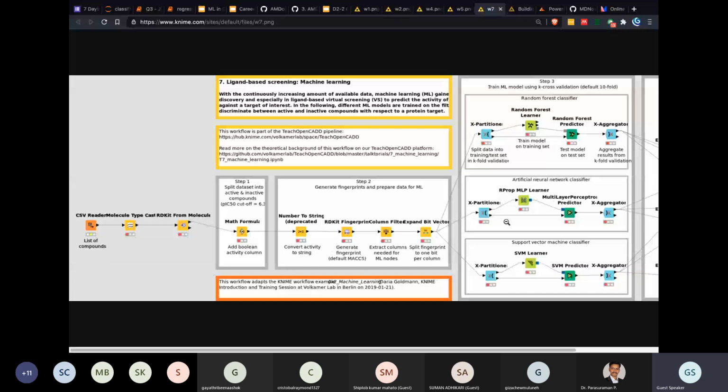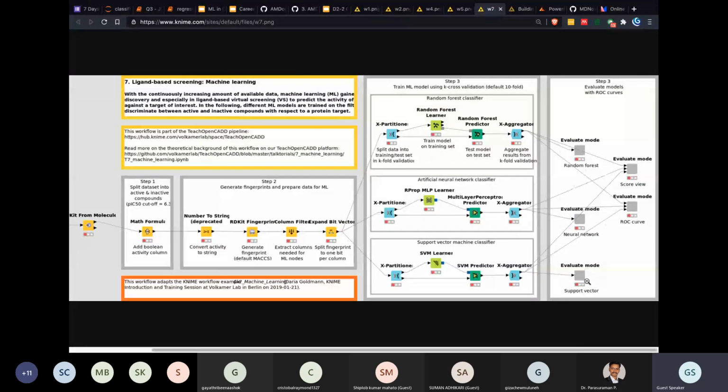So we learn and then predict. That's what machine learning does, right? So we learn and then predict and then aggregate, and then we evaluate the model for random forest and support vector, and then finally come to know the ROC curve and the score view. So this completes the evaluation process.